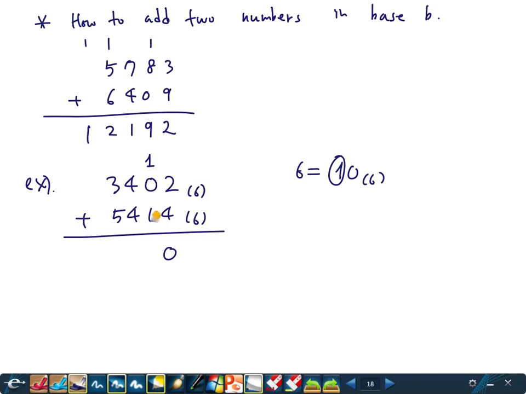So now we add all three numbers. It's going to be 2. There's no carry. 4 plus 4 is 8. 8 is what? 1, 2 in base 6, right? Because it's 6 plus 2. So we carry 1 over here and then 2. Add this, again 8, so it's going to be 1 and 2, finally 1.